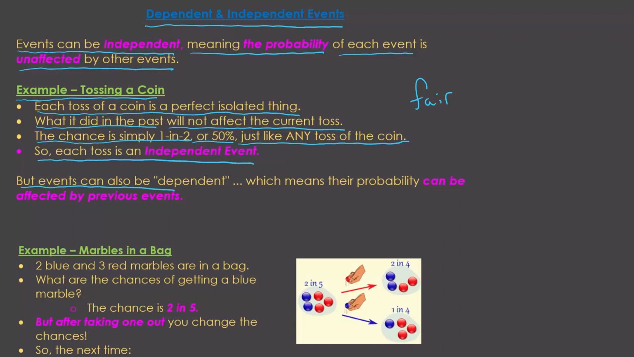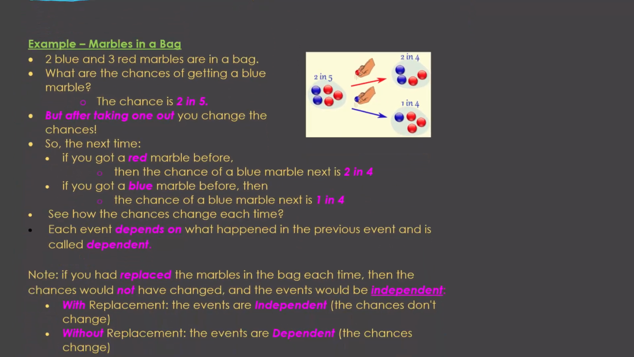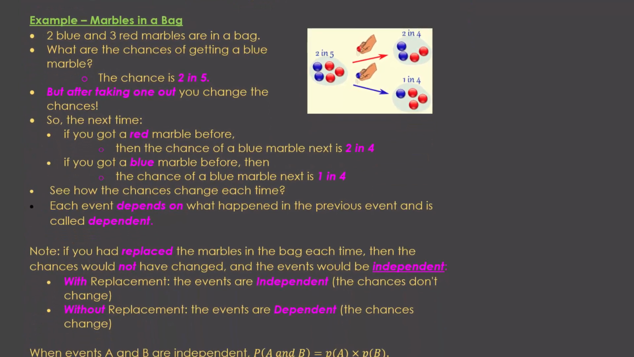But events can also be dependent, which means their probability can be affected by previous events. And we've seen this in some earlier examples. But let's have another example here to underline what we're saying. So what we have here, and we're looking at this diagram, is a bag that has 2 blue and 3 red marbles in the bag. What are the chances of getting a blue marble? Well, you should know that it's 2 in 5 or 2/5 because there's 2 blue marbles out of the 5.